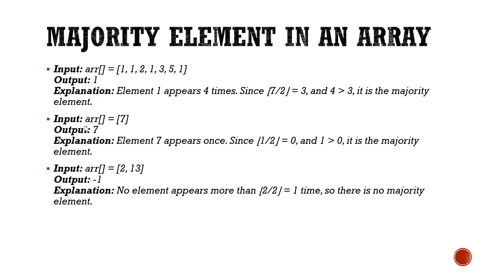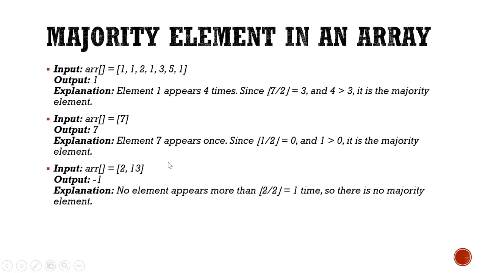In the second example, the array has only one element, which is 7. So the output is 7. There are no other elements, so the majority element is of course the single element. In the third example, we have two elements but none of them has a majority. Each has one element, hence the output should be -1.